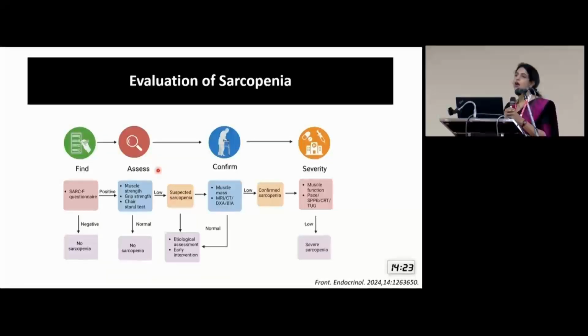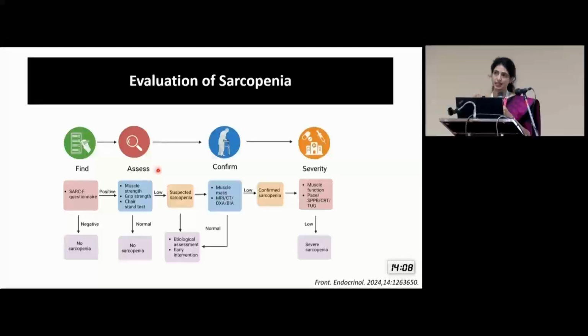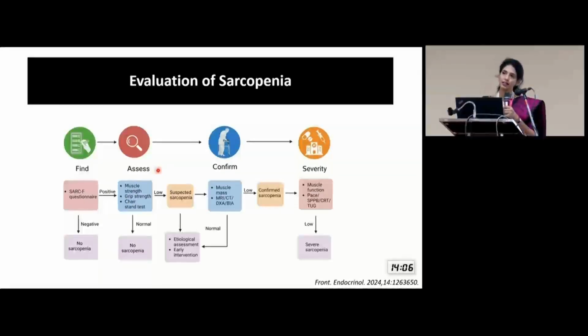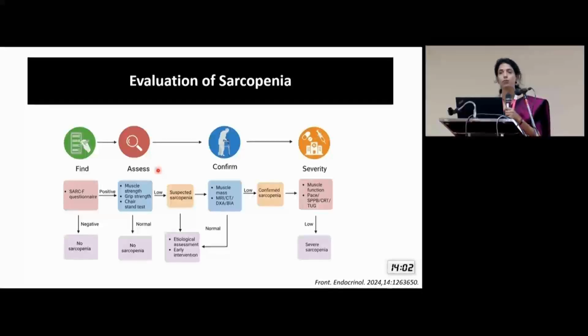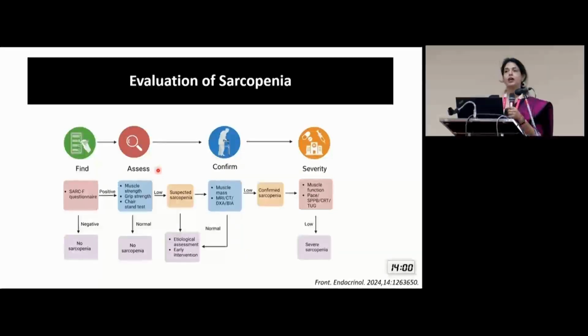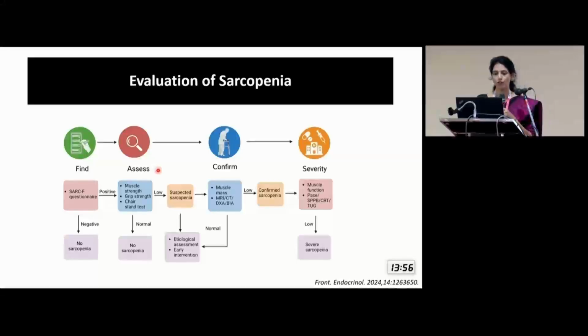First and foremost, I know in a busy OPD it's very difficult to do all the tests. What we can do is just identify the patients who are at risk. That we can do with a simple questionnaire called the SARC-F questionnaire. Those who are identified as high risk, you then subject to the first test, that is assessing muscle strength. Those found to have low muscle strength, you then do the muscle mass analysis to confirm the presence of sarcopenia. Further, you could also look at muscle performance to assess the severity of sarcopenia.